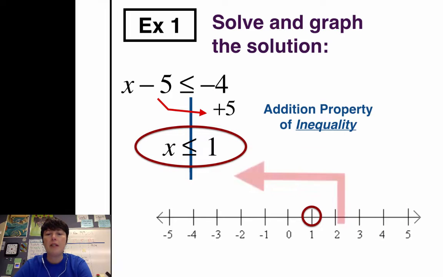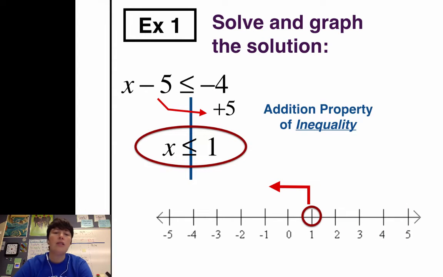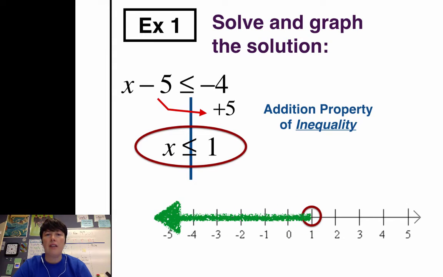And then I'm going to think for a moment. Is less than going to go to the left, or is it going to go to the right? If x is less than or equal to 1, then the less than values are going to the left, aren't they? All the numbers to the left are less than 1, like 0, negative 1, negative 2. So when I go to shade, I am shading all the less than values. I'm going to take my pencil and just shade it to the left.